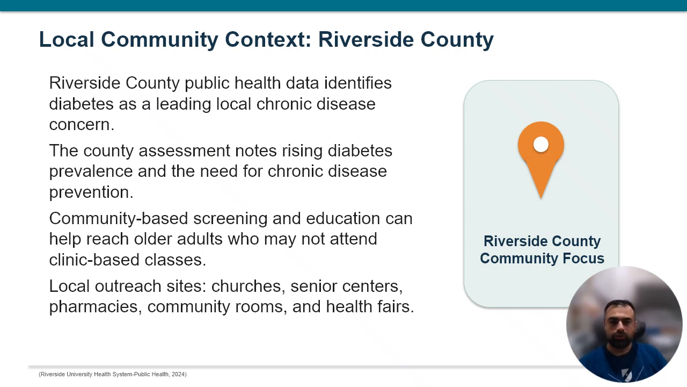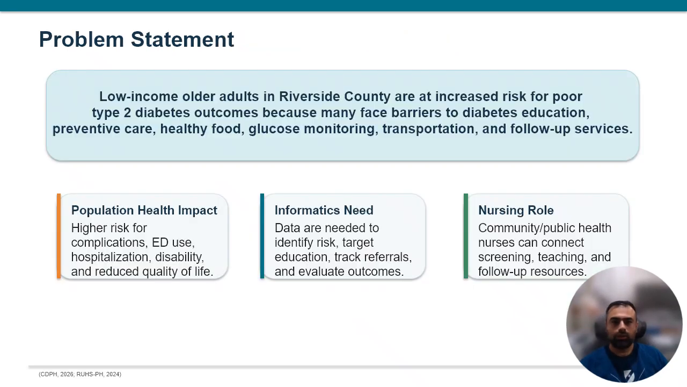Places like churches, senior centers, pharmacies, and health fairs can make the education easier to access. The main problem is that low-income older adults in Riverside County are at high risk for poor diabetes outcomes. This is often related to limited diabetes education, healthier food access, transportation, glucose monitoring, preventive care, and follow-up services.